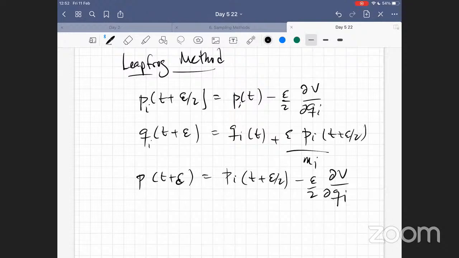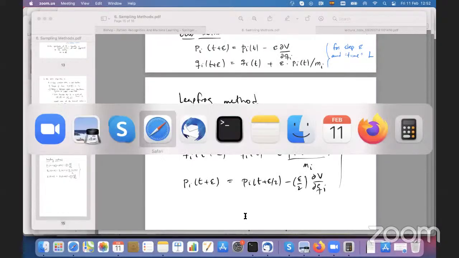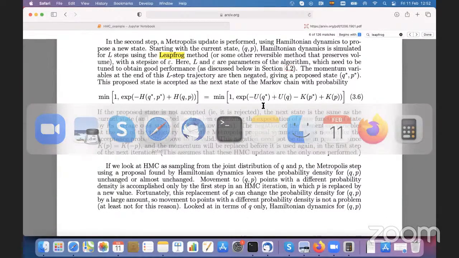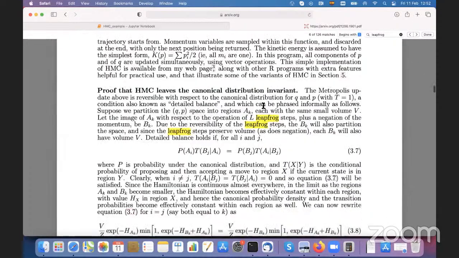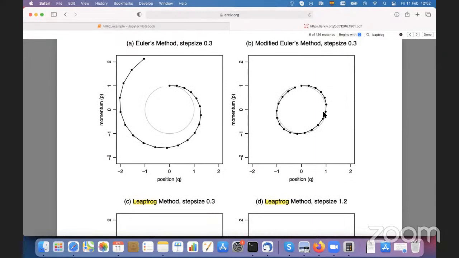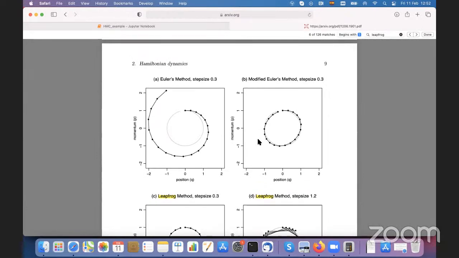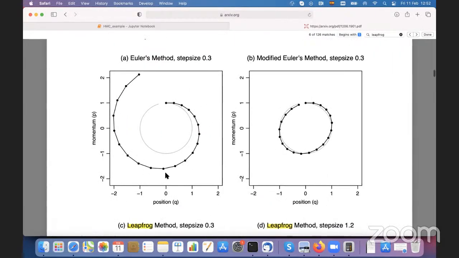Let me try to share screen. Let me go to my other screen, sorry. Share screen. Yeah. Let me see if it is. Do you see my screen, by the way? Yes, we can see your screen.